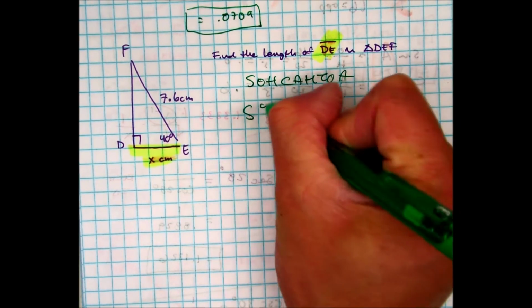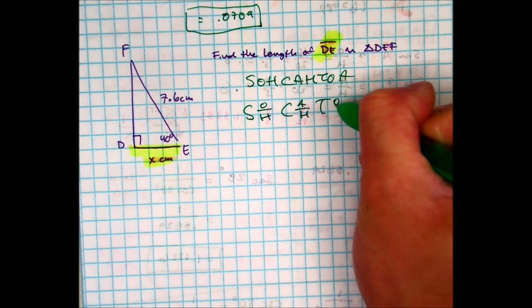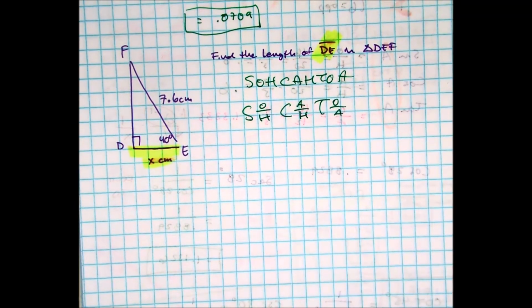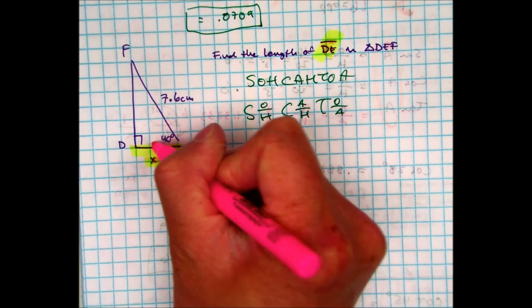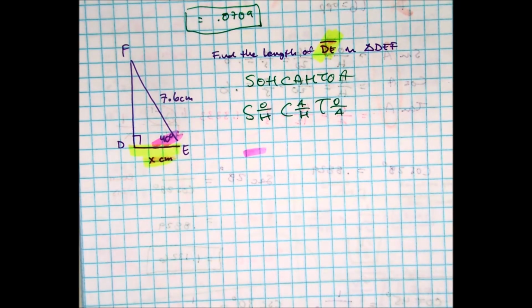I should have written it like this. Probably better. And I'm going to look for what they've given me. They've given me an angle, so this is my starting point. I'm going to start at 40 degrees.